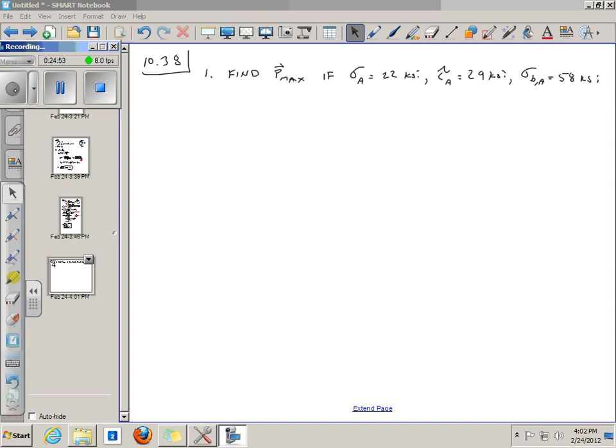All right, let's take a look at problem 1038. Here's a good one. Look at the picture in the book. It's going to take too long to draw it out here. Two 3/8 inch thick by 6 inch wide plates are joined by 3/4 inch diameter rivets as shown. Okay, there's two of them. Determine the maximum allowable load P on the plates if the allowable stress in tension is 22 ksi, the allowable stress in shear is 29 ksi, and the allowable stress in bearing is 58 ksi.